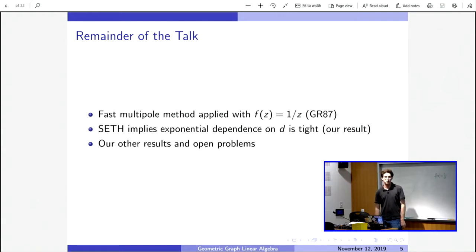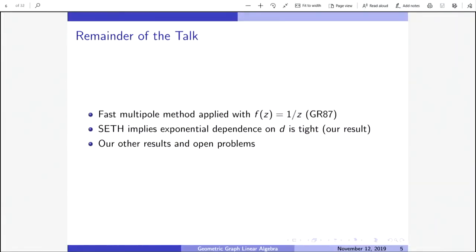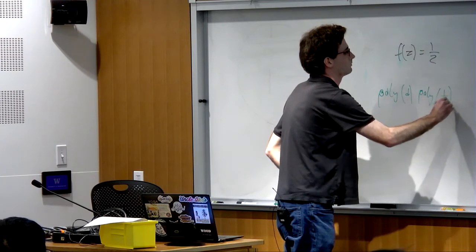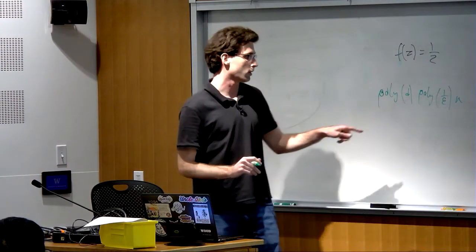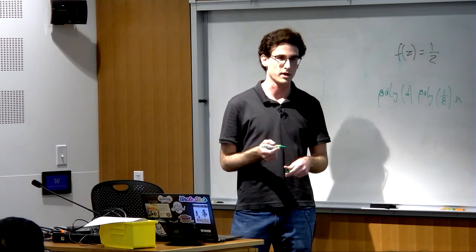Any questions before I go through the fast multipole method? You're saying exponential dependence either on D or log 1 over epsilon. So either your dependence is polynomial in 1 over epsilon or exponential in D. If you are fine with epsilon being constant, then you can get a near linear time algorithm that has runtime something like poly D times poly 1 over epsilon times n. But if you want a polylogarithmic dependence on 1 over epsilon, then you need an exponential dependence on D.